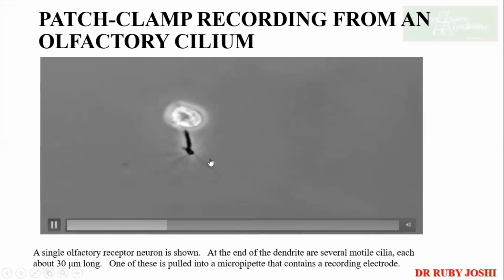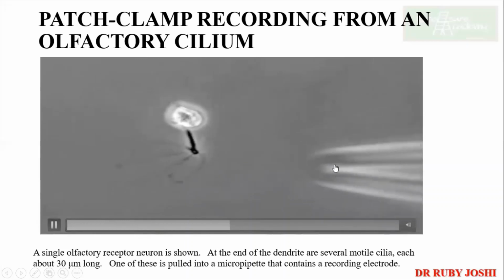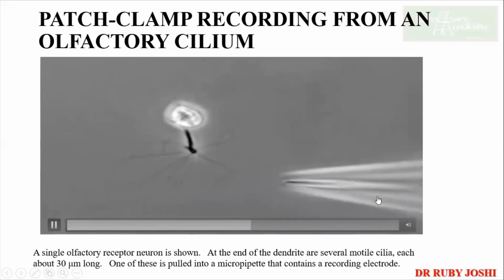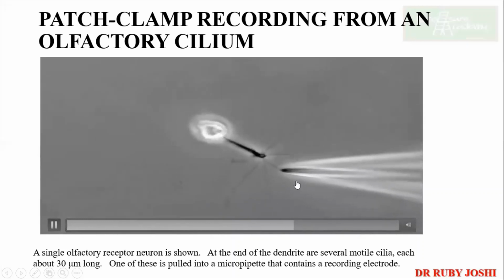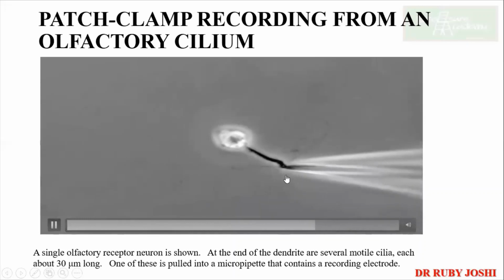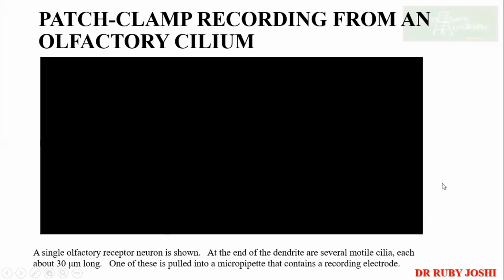So these are the cilia which you can see, right? They help in the sensing. Now, this is the electrode. It makes an attachment over here, and then it will take readings of what kind of impulses are being generated. Based on that, it understands how a particular cilium or a particular neuron is functioning. So that is the work of the patch clamp.